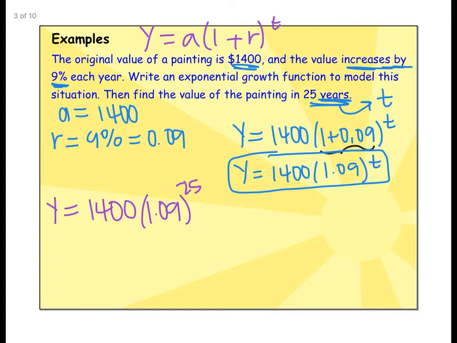Now on your calculator, what you're going to want to do is the 1.09 to the power of 25 first. Remember, you have to use the caret key. And then multiply by 1,400. When you do that, you'll see the painting will be worth $12,072. If you round to money, 31 cents.